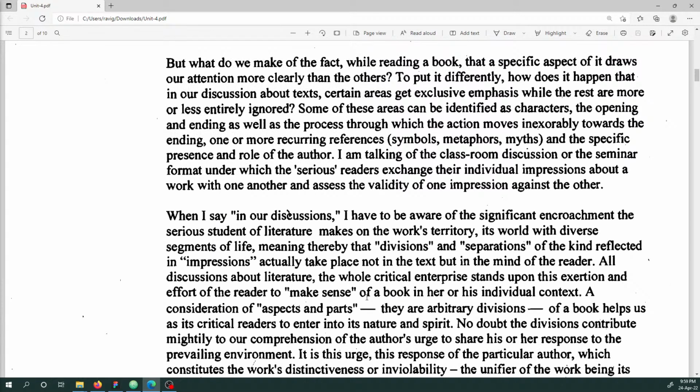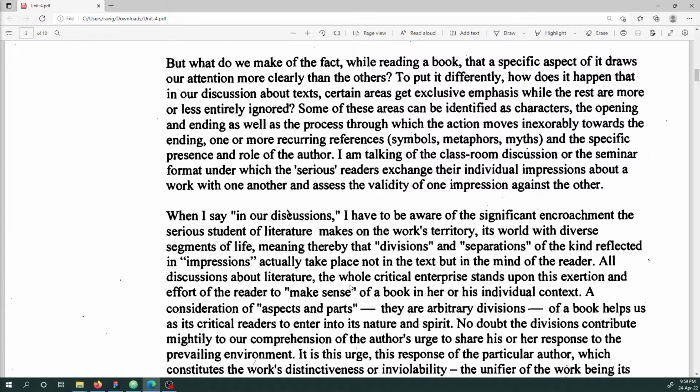When I say in our discussions, I have to be aware of the significant encroachment the serious student of literature makes on the work's territory. It deals with diverse segments of life, meaning thereby that divisions and separations of the kind reflected in impressions actually take place not in the text but in the mind of the reader.